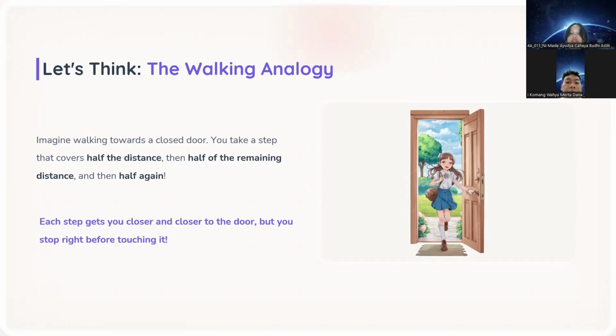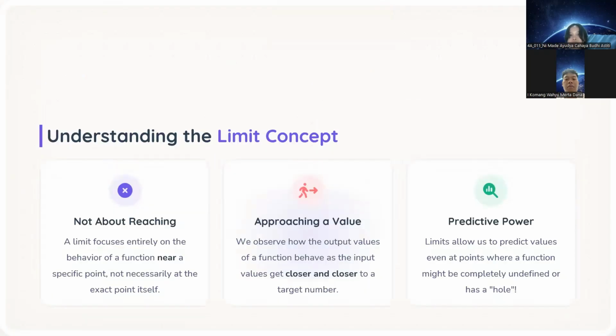So, a limit is about getting close to a value, not necessarily reaching it. Exactly, Wahyu. A limit focuses on the behavior of a function near a certain point. Sometimes the function reaches that point and sometimes it doesn't. But what matters is the value the function approaches.